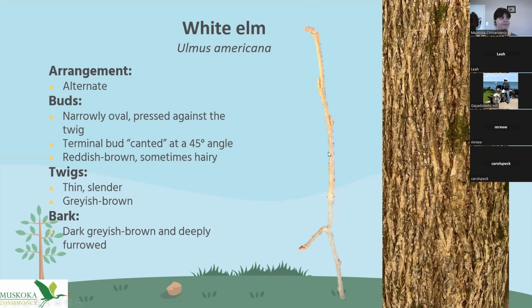on them as well. The twigs are very, very slender and thin, and they are a grayish-brown color. And our bark for the white elm is a dark grayish-brown and quite deeply furrowed as well, but not quite as uniform and clear as the white ash that we looked at earlier. And so that is our elm.